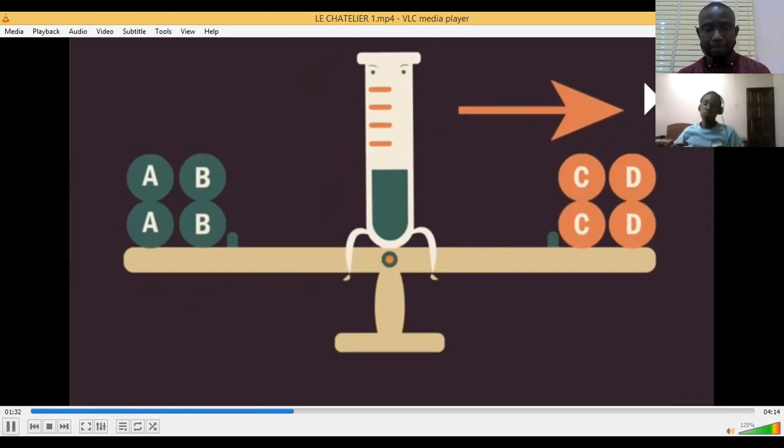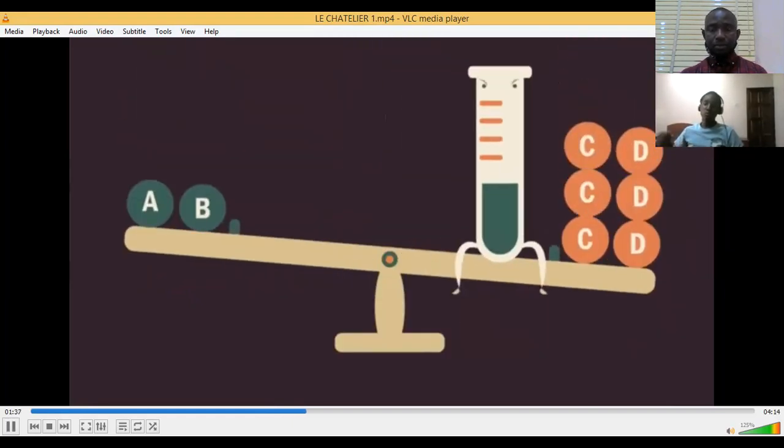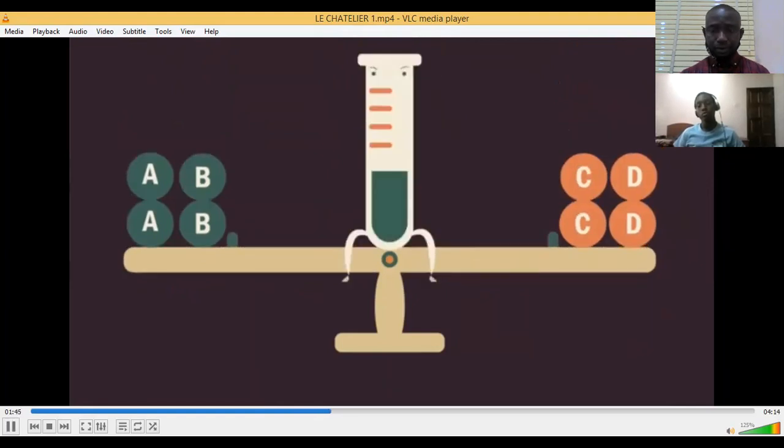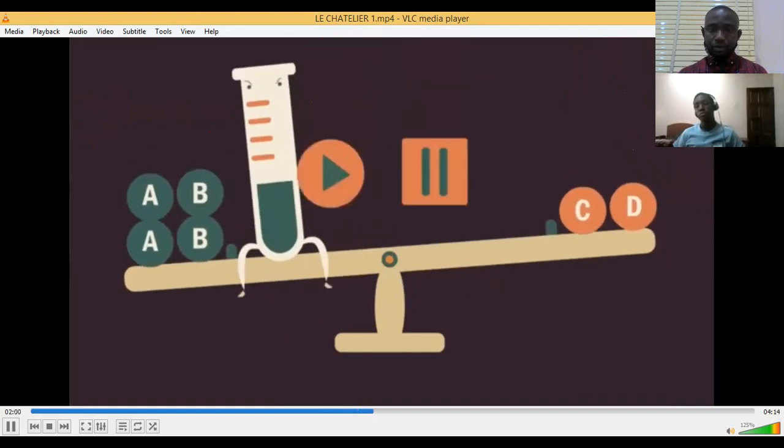Okay. If we added more C and D, the system becomes stressed and is also no longer at equilibrium. So to counteract the stress, the system forms more A and B. Therefore, the equilibrium shifts to the left. What happens if we remove C and D as they are being produced, or if the concentration of C and D is decreased? Please pause the lesson to think about this and resume when you are done.